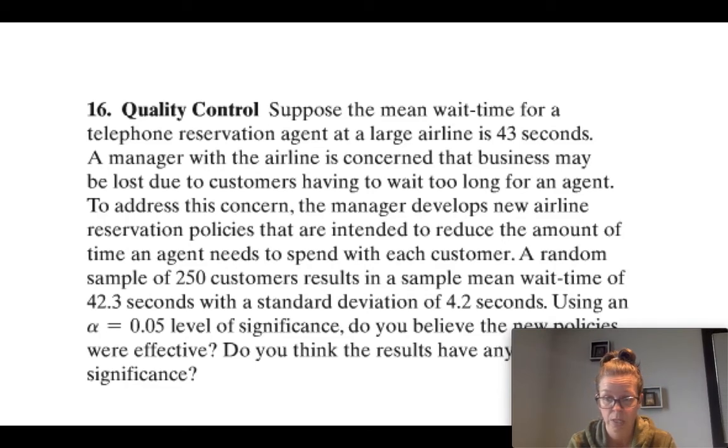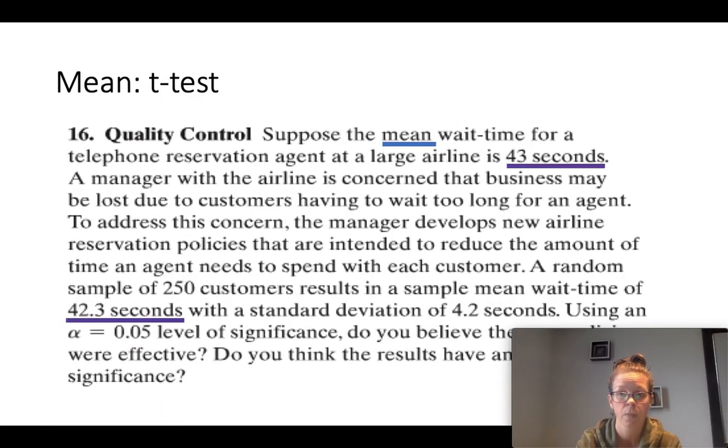So did it work? Did this reduce the amount of wait time? What kind of test are we going to do? Looking for the keyword. Do you see the keyword? Mean. The keyword is mean. So we're going to do a t-test. The null hypothesis would be 43 seconds because that's how long it was. The manager wanted to reduce that, so the alternative is going to be less than. We're doing a less than test here to see if that mean wait time was reduced.